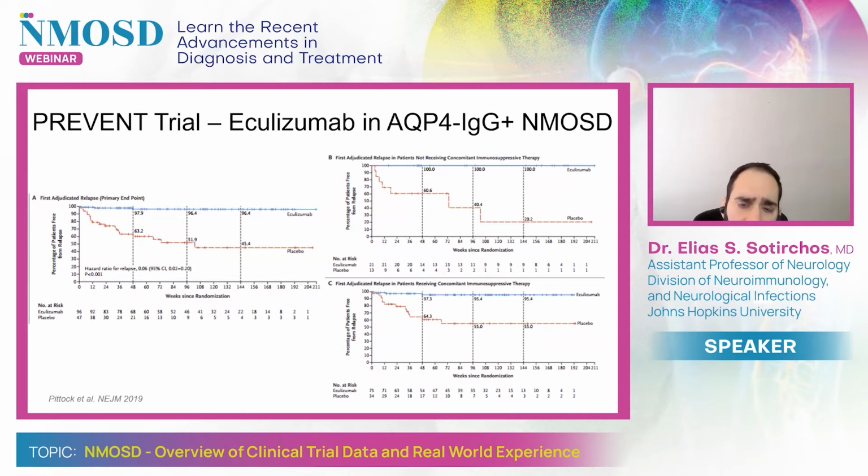So on the right-hand side, what we see is a pre-specified subgroup analysis of patients who were receiving monotherapy with eculizumab or receiving concomitant immunosuppressive therapy. And while the numbers were smaller in the monotherapy arm, here, what we see is that the results appear to be overall similar in the 2 groups, with a marked reduction in the risk of relapse in both groups.